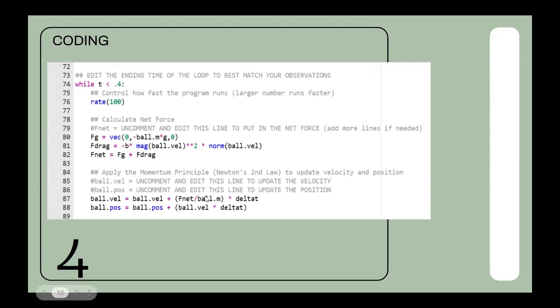And then lastly, we applied the velocity update formula and the ball position update formula. So we said that the initial velocity plus the net force on the ball, which was F gravity plus F drag, over the mass of the ball times delta t, is going to give us the new final velocity. And then we're going to use that in our position update to find the new position.